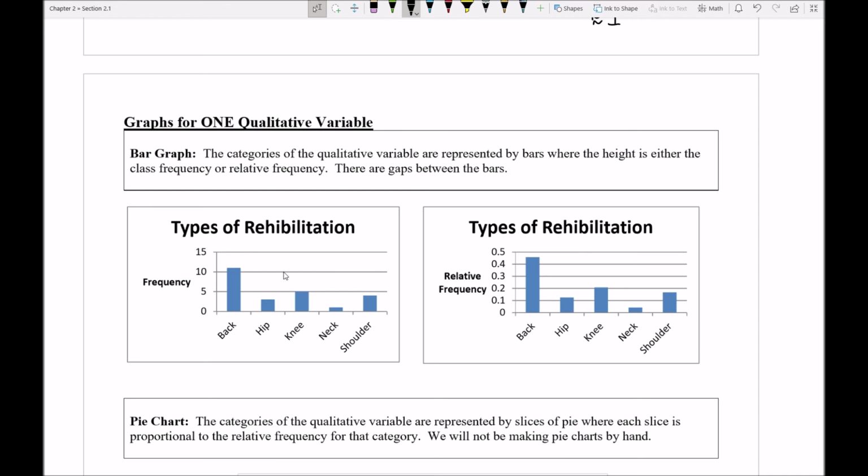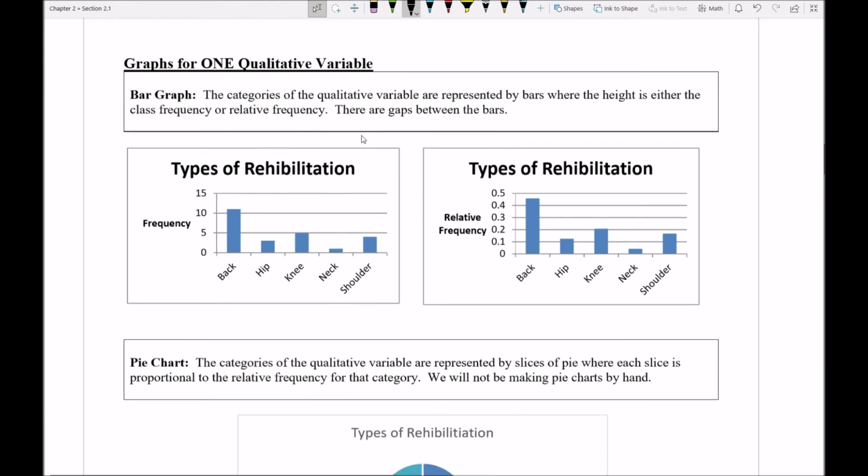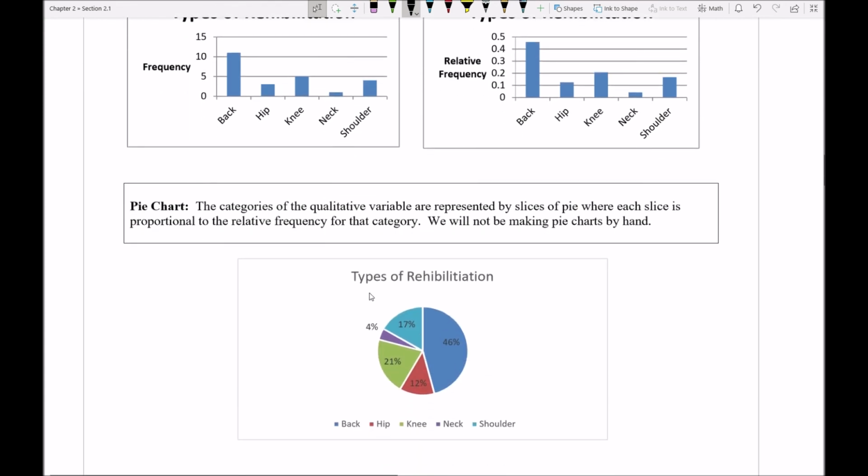Notice, though, that both these pictures look pretty much identical, even though they have a different vertical axis scale. And that's always going to be the case when I create these 2 different types of pictures. The other sort of graph that I might make with a qualitative variable is a pie chart. And I can tell you right now, I will never ask you to make a pie chart in this class by hand. I won't even ask you to make it via technology. But we should be able to interpret what a pie chart says.